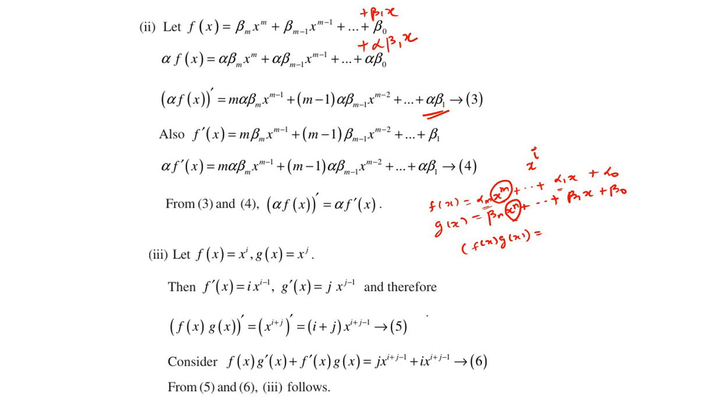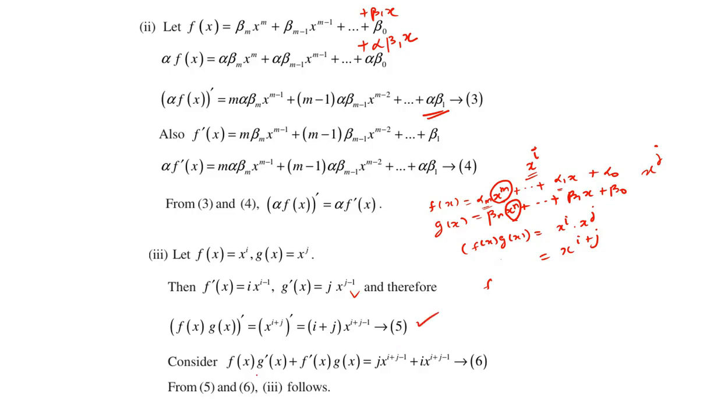If you apply the product rule, the product rule only is established now. So for f of x into g of x, we consider a representative here x power i, and here the representative as x power j. So the derivative of f will be i x power i minus 1, and here j x power j minus 1. When you consider f of x into g of x, it will be x power i into x power j, so that is x power i plus j. So when you find the derivative of that, it will be this.